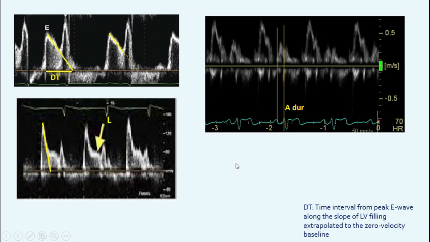Another measurement that we have to measure on mitral valve inflow Doppler is A duration: when A starts and when it finishes. It starts right after the peak of the P and ends at R.